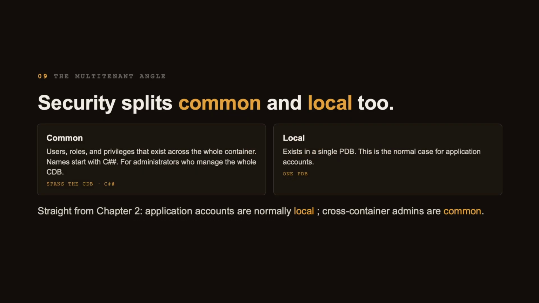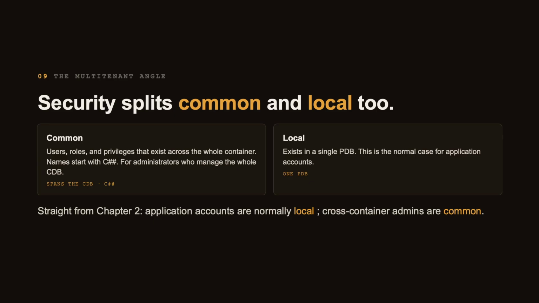One more angle to round this out, the multi-tenant one, straight from Chapter 2. Just like users, roles and privileges also come in common and local varieties. A common user, role, or privilege spans the whole CDB. It exists in the root and every PDB. And remember, common usernames start with C##. A local one exists in just a single PDB.